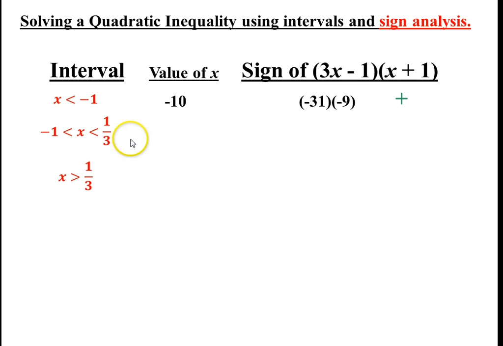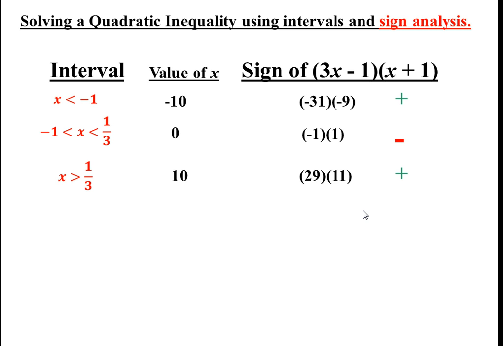If I pick a value between negative 1 and 1/3, again, that easy value is 0. If I plug 0 in for x, I get 3 times 0, which is 0, minus 1, and 0 plus 1. So a negative sign times a positive sign is a negative sign. And if I pick an x value that's greater than 1/3, 10 is nice and easy. 30 minus 1 is 29, and 10 plus 1 is 11. So positive times a positive is a positive.